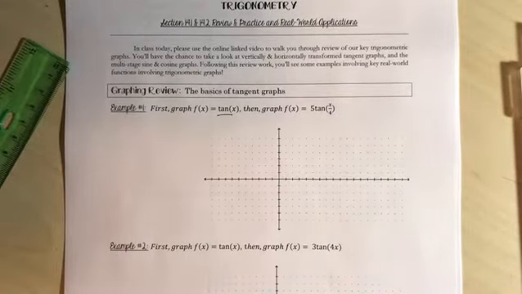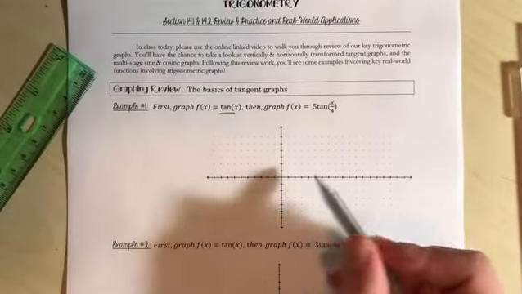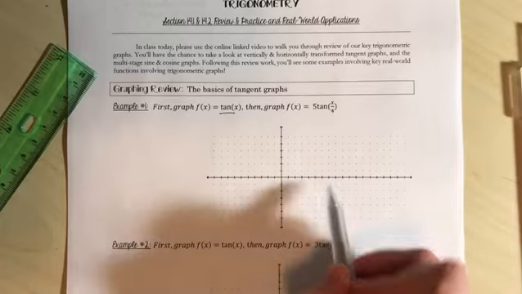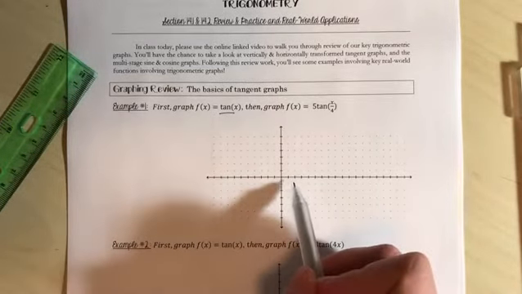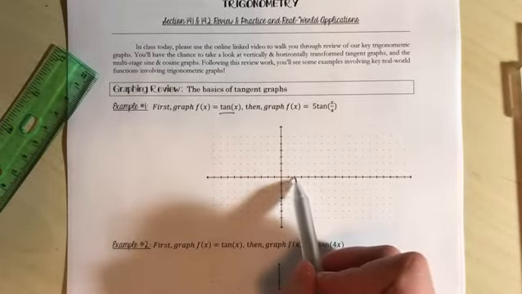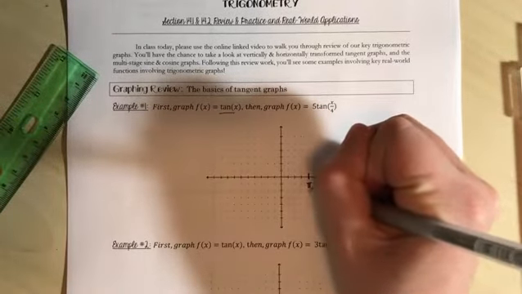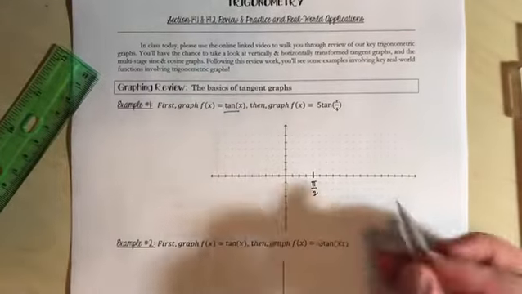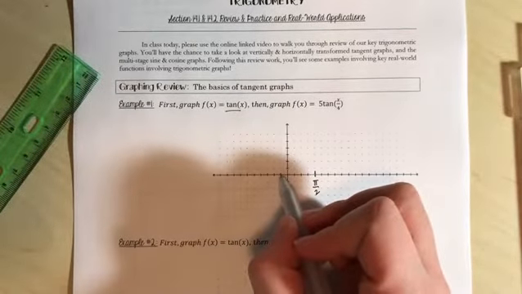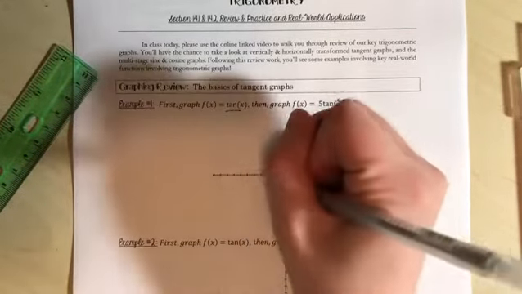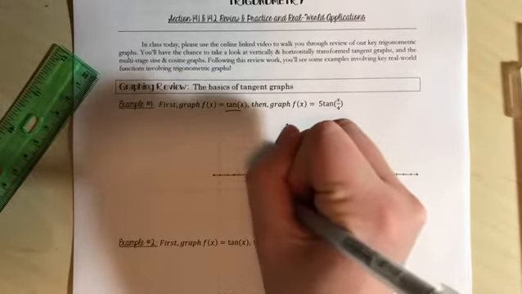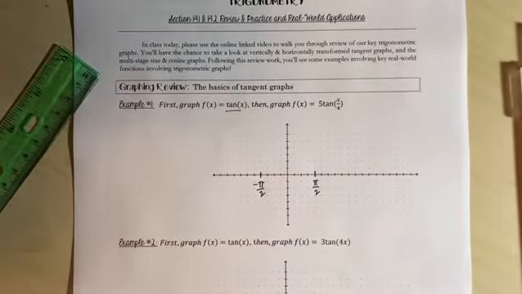So for our tangent graphs, that's one that we need to have memorized. When you think about tangent, you want to think that on one side you're going to pi over 2. So I'm going to count off 1, 2, 3, 4 units, and I'm going to call this value right here positive pi over 2. In the opposite direction, 1, 2, 3, 4 units. That one's negative pi over 2.